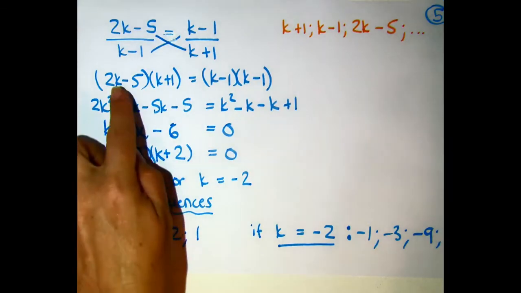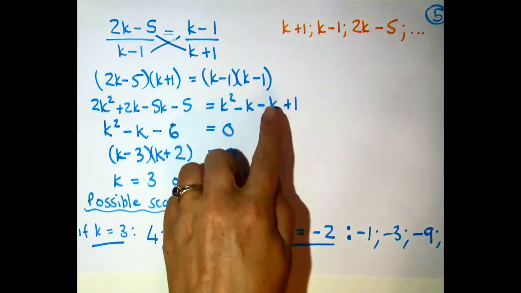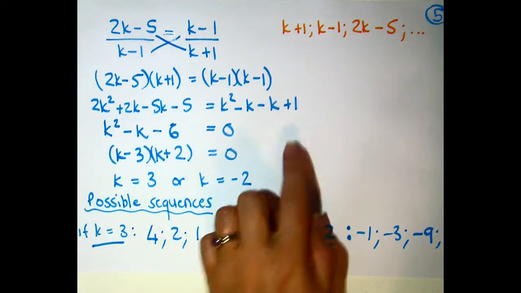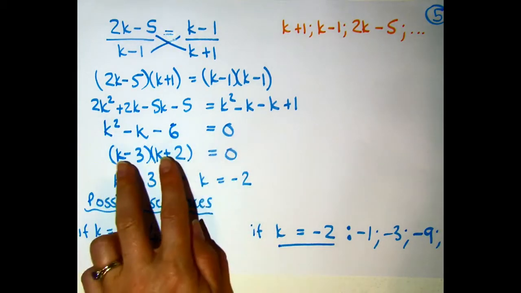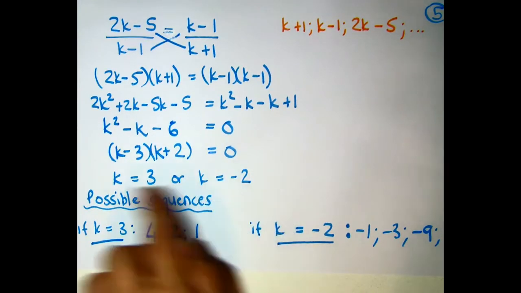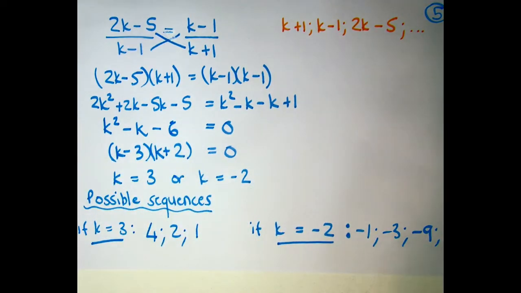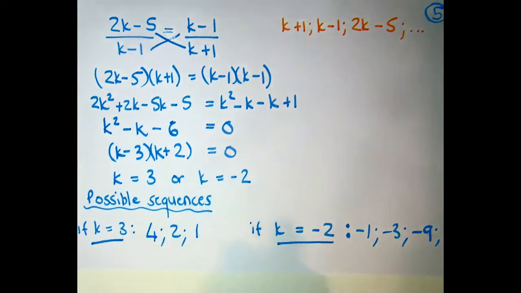Cross-multiplying then, I end up with binomials that I need to multiply with each other. So I'm using the FOIL method, getting out my answers, tidying them up to end up with a quadratic equation, factorizing and getting out 2 answers for k, because this one happened to be quadratic. The sequence is not quadratic, but finding k led me to a quadratic equation.